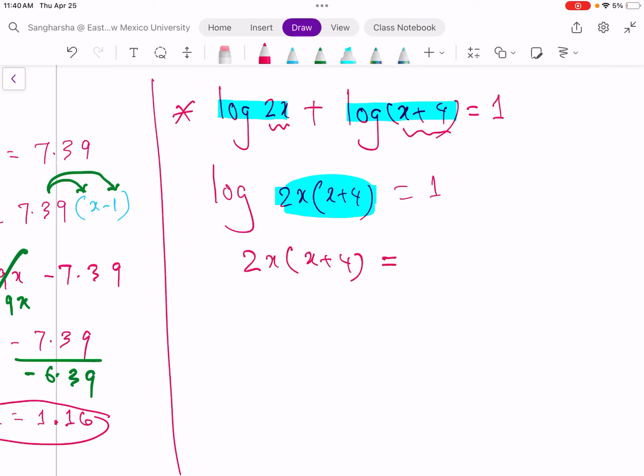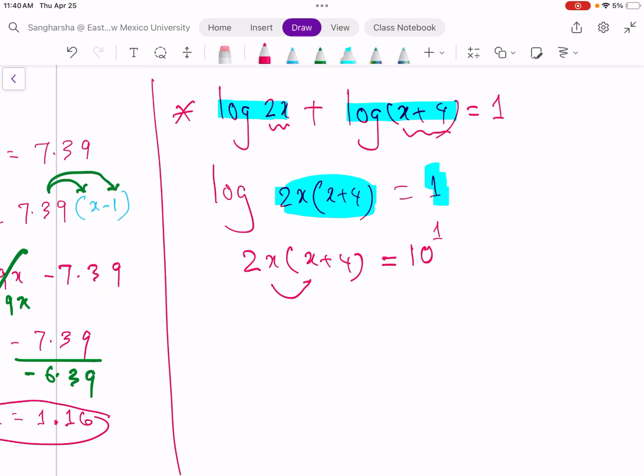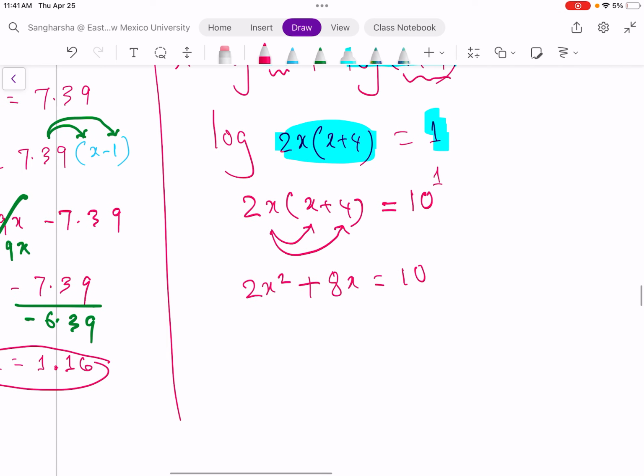This is a common log, so base is 10, and whatever you have on the other side is the exponent, so 1 is the exponent. Now we distribute here: 2x for each x and 4, so 2x times x is 2x squared, 2x times 4 is 8x, equals 10 to the power 1, which is 10. This is our quadratic equation, right? So we have the quadratic equation.